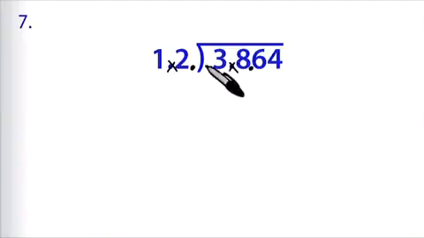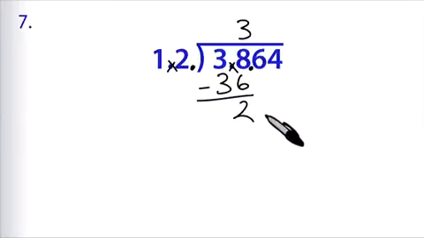All right, so the first step is to ask, how many times does 12 go into 38? Well, that should be 3. So we'll put a 3 in the answer line right above the 8 because that is the chunk we're looking at right here. So we have 3 times 12, and that's 36. So we subtract that from 38. That leaves 2.